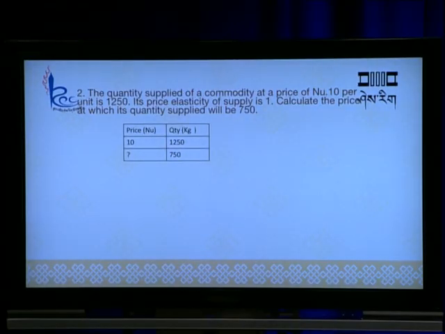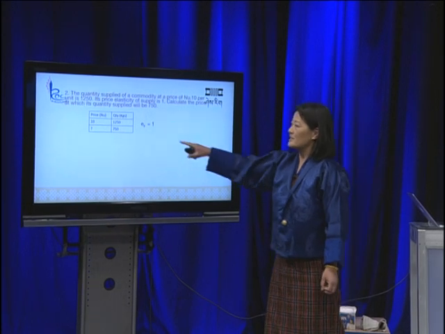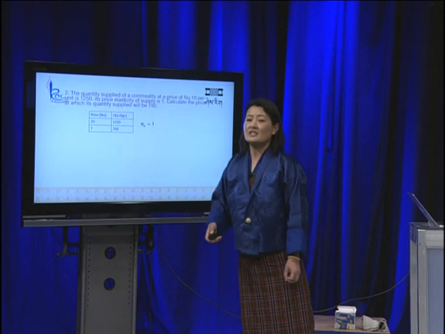So this is the schedule here. At price 10, quantity supplied is 1250. You have to calculate the new price at which the quantity supplied decreases from 1250 to 750. As I said earlier, in this problem elasticity is already given, and it is equal to 1, which means unitary. So if your elasticity is equal to 1, the percentage change in quantity supplied will be equal to the percentage change in price.